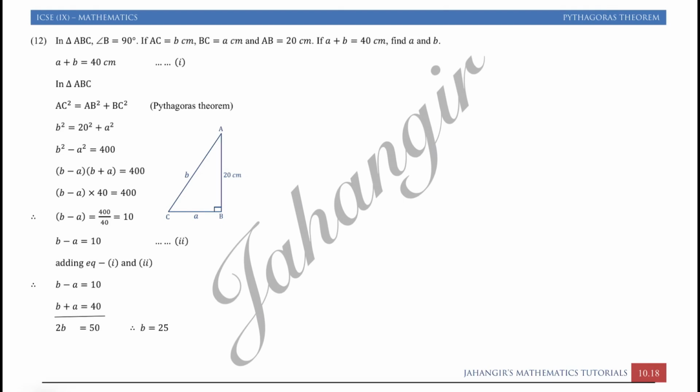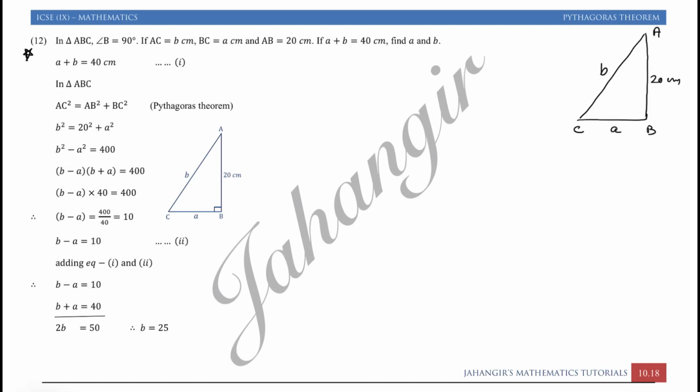Question number 12. This is an important question. We will be having 12th, 13th and 14th, I think so, of similar type. 12 and 13, sorry, not 14. 12 and 13 is of same type of question. In the 12th we have triangle ABC, angle B is 90 degree, AC is B. Let me draw a diagram. In triangle ABC, whereas AC is B, BC is A, and AB is 20 centimeter.